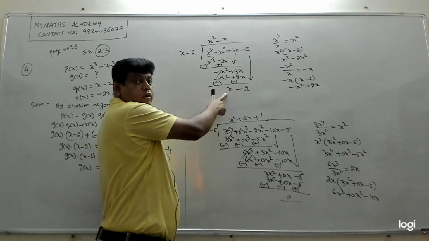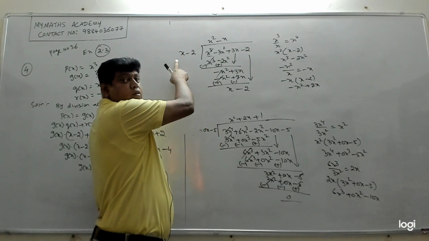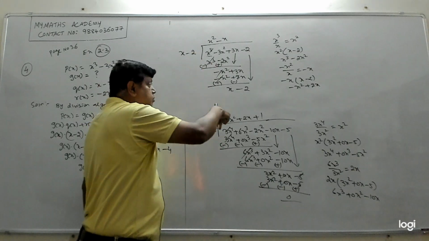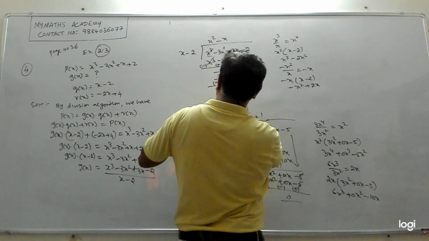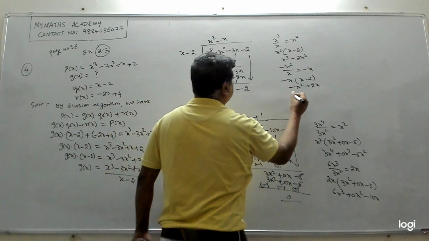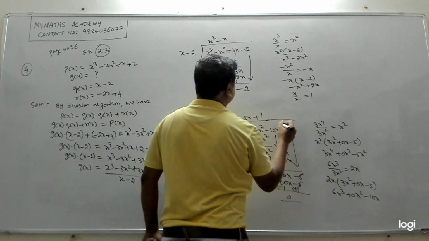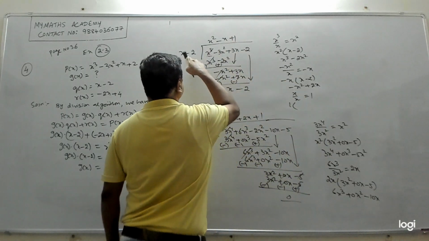Don't stop here, because the degree of r of x is not less than degree of g of x. Till that time you have to continue. So which means degree of this should become less than degree of this. Till that time it will continue. Now divide x by x, which is 1. Now 1 into, so I will put that 1 here, plus 1, then 1 into x minus 2.